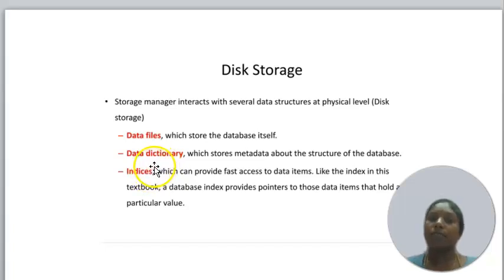Indexes, everyone knows indexes. For example, if you take a book, it has detailed indexes with the particular page numbers, so you can easily access a particular topic at a particular time. In the same way, indexes are used in disk storage to access the data easily, so they are mainly used for fast access to the data.